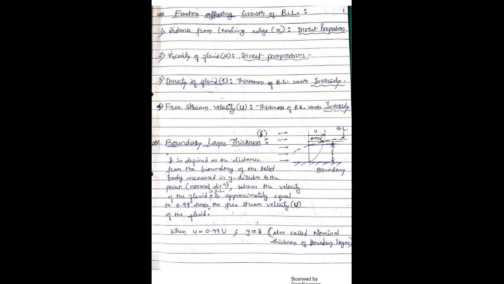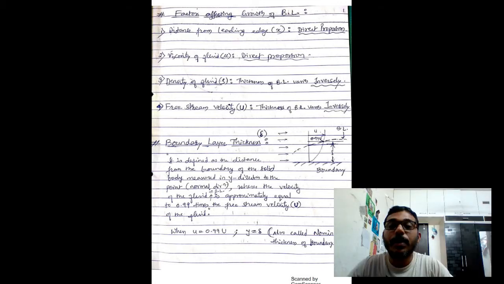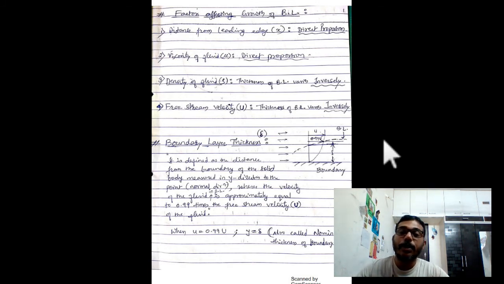Okay, so these are the 4 factors which affect the growth of the boundary layer. There are some terms which are related to the boundary layer. Already we have discussed boundary layer thickness. First term is the boundary layer thickness.